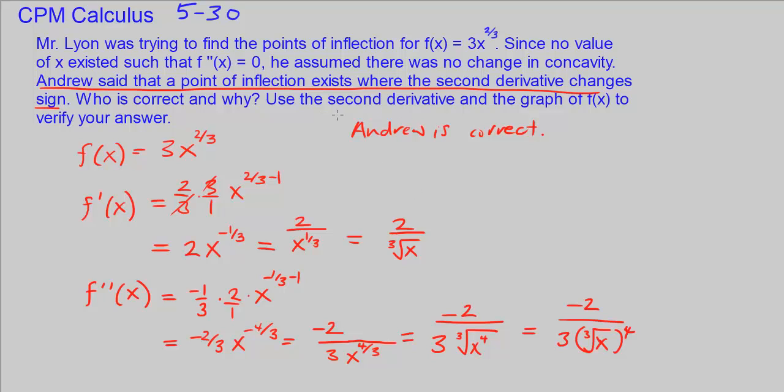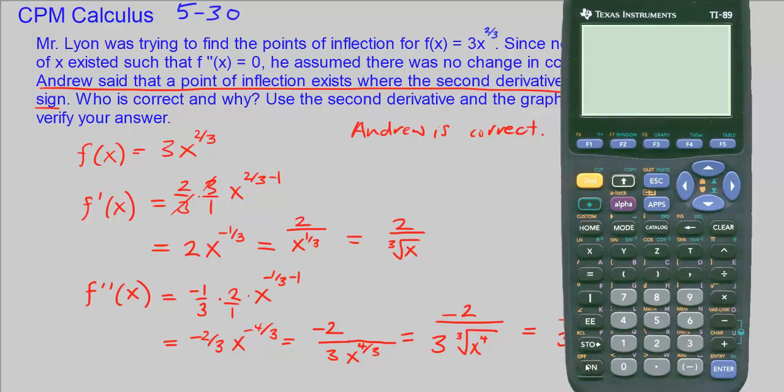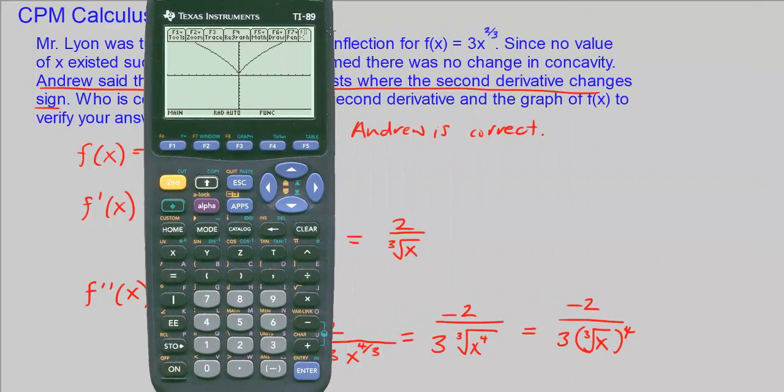So let's go ahead and look at the graph, because it says use the second derivative and the graph to verify your answer. I'm going to go ahead and graph 3 times x to the power of 2/3. Right, and then let's go ahead and graph this. So look at this graph. It's like this and like this. Here's just a quick sketch of f of x.